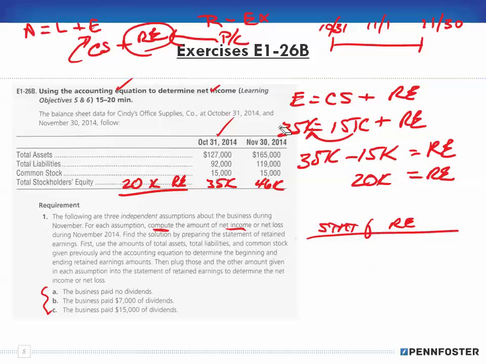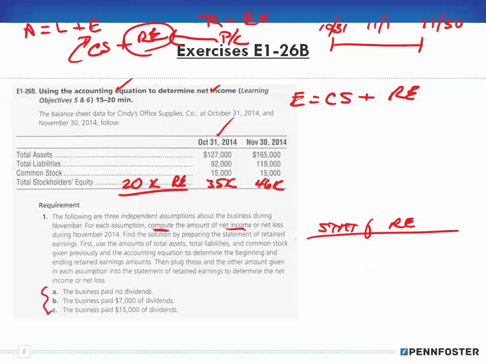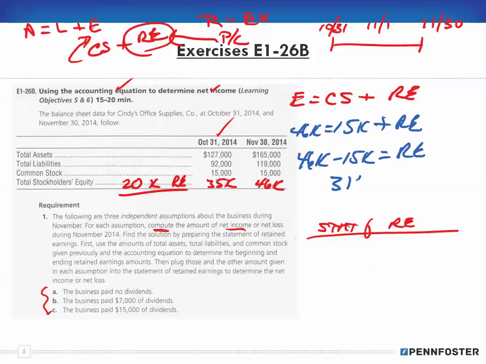Now, for November, we have 46,000 for equity, 15,000 for common stock, plus retained earnings. So 46,000 minus 15,000 is equal to retained earnings. And so my retained earnings is 31,000 for November.